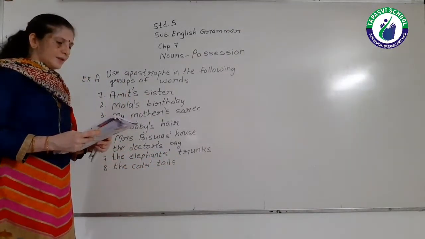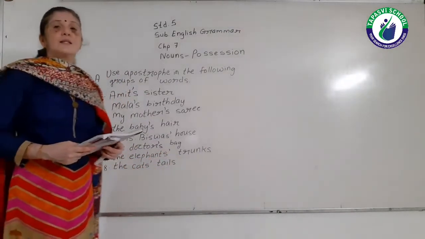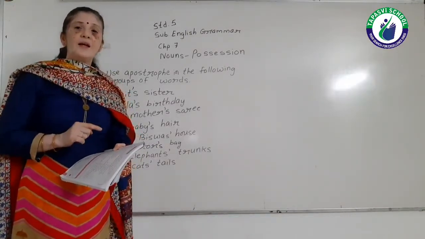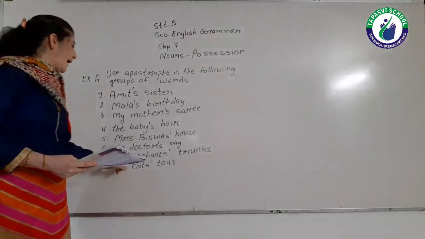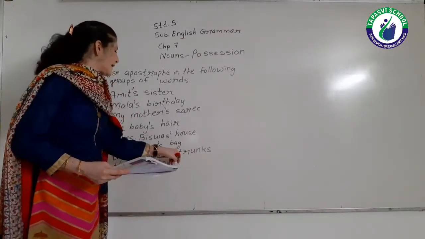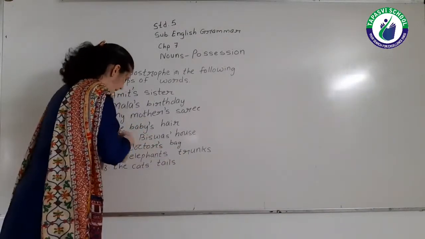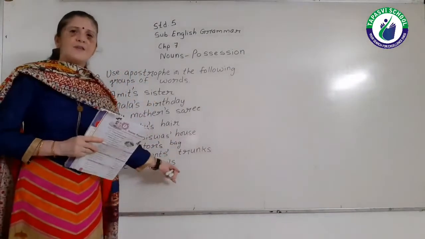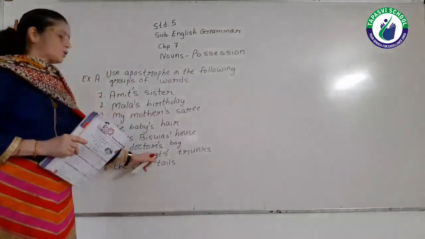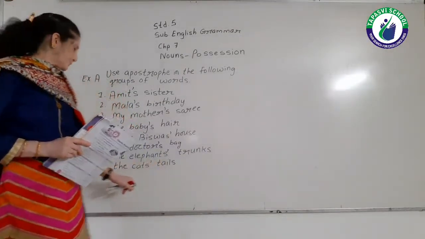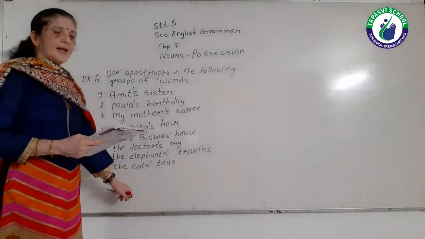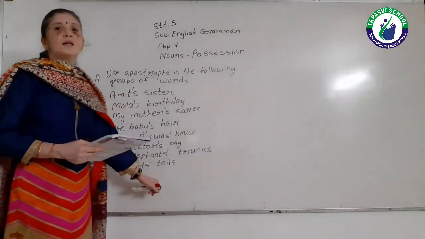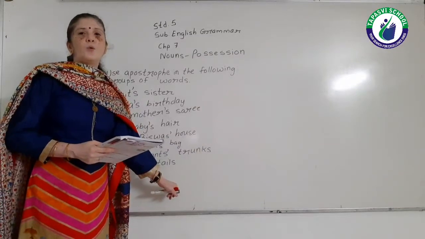Next is the trunks of the elephants. See students, elephants, plural is given, S is given, so what do we have to write? The elephants' trunks. Means after S, you have to put the apostrophe. S is given, so just do the apostrophe. Don't write S. Next is the tails of the cats. Whose tails? The cats' tails. So S is given, so do only the apostrophe.